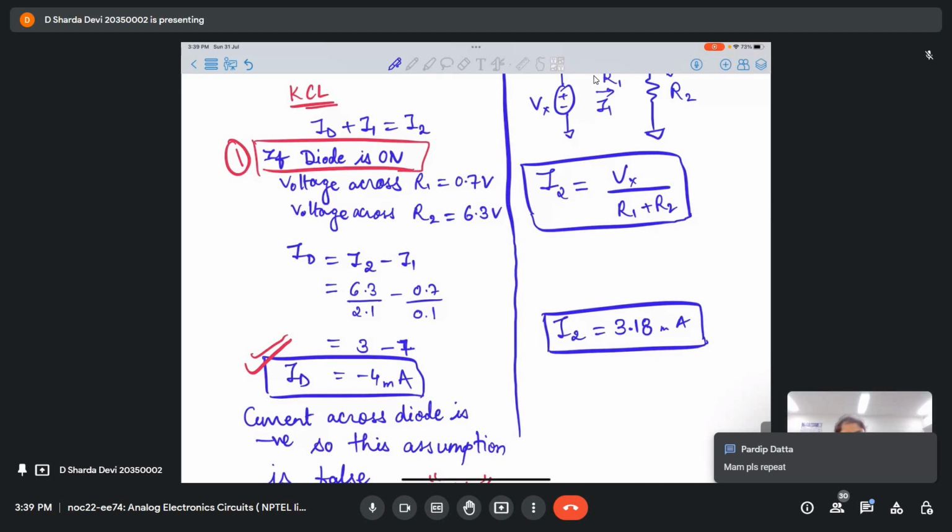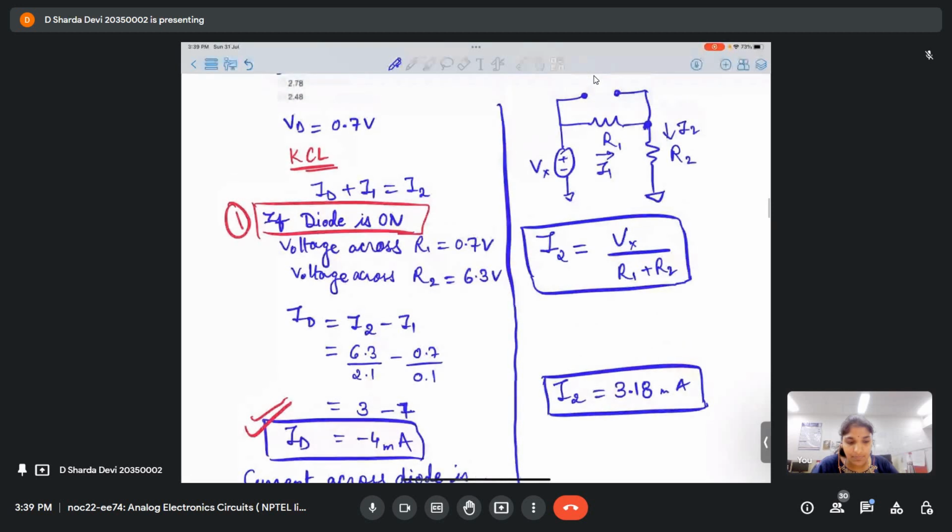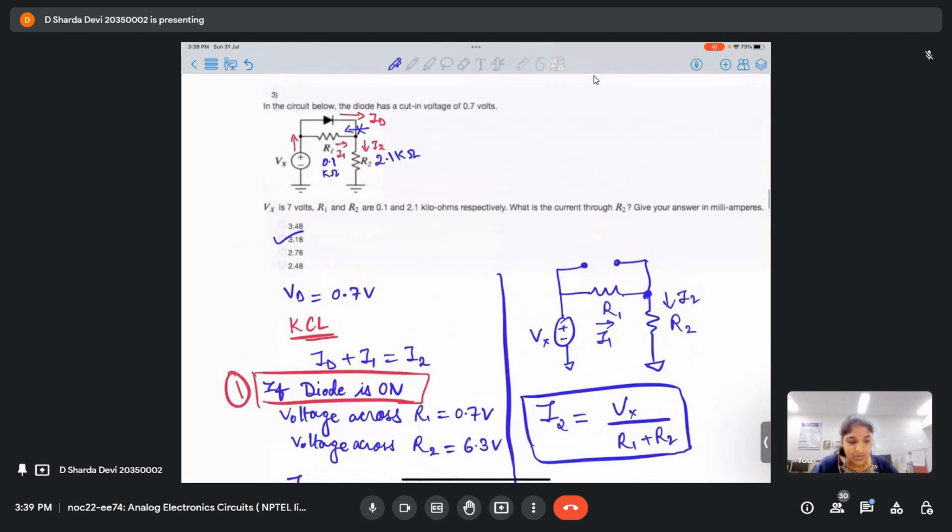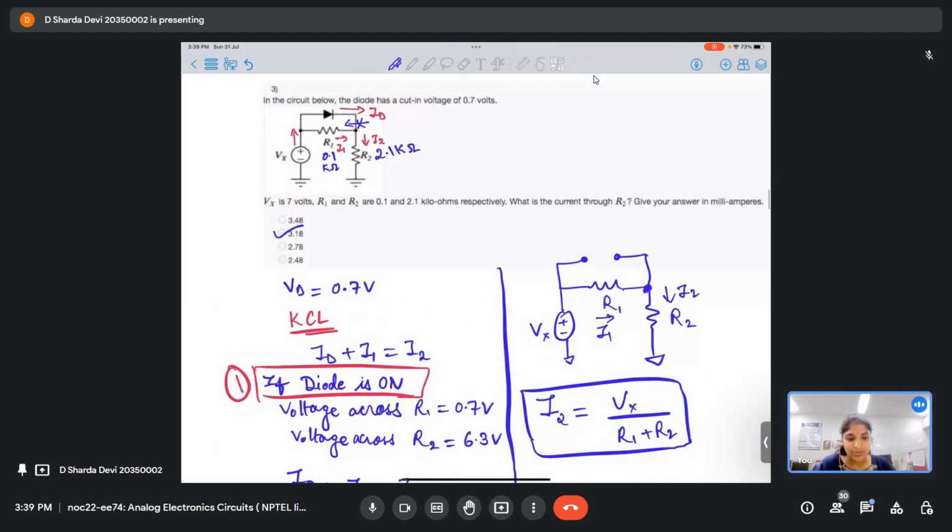Thank you, ma'am. Pradeep, what do you want me to repeat? Can you elaborate? Ma'am, actually I joined late, so I didn't understand. Okay, so we are at this third question. In this particular question, you will get this recording also, but I'll explain very quickly. So this is the circuit, and you have to find the current through R2. That is the question. Okay?